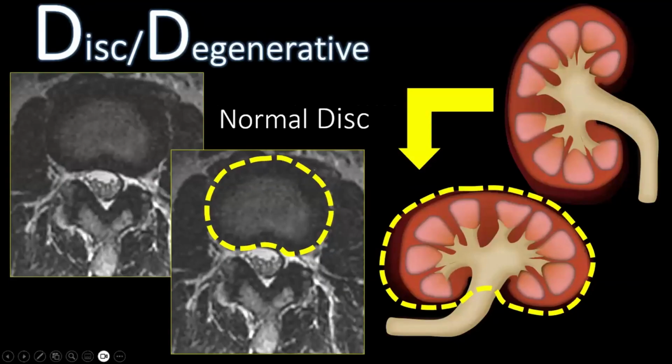So every time you look at a spine, the normal disc should look like a kidney on its side with a little indentation for the renal hilum. And any change to this reniform shape means that there is a disc bulge.